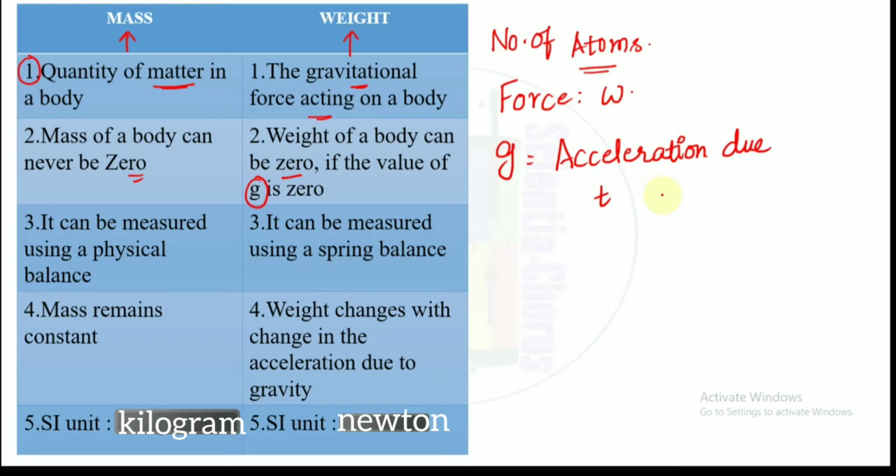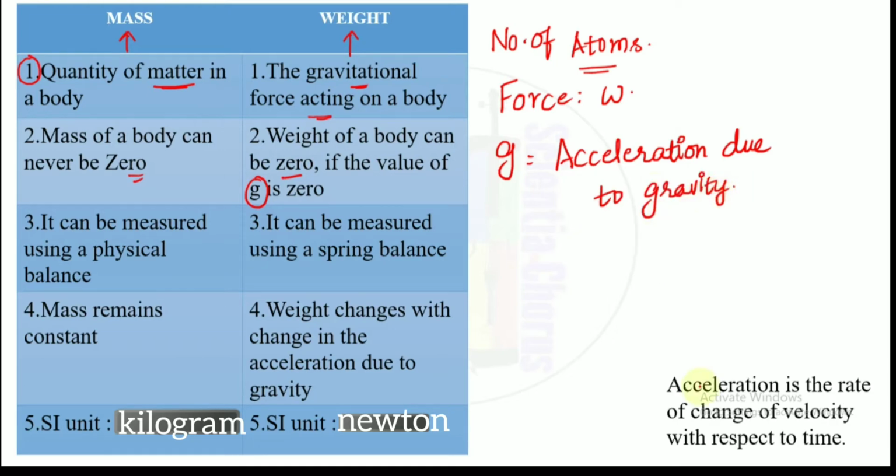For clear understanding, acceleration is nothing but the rate of change of velocity with respect to time. That means how fast velocity changes with time. Now here, I have given acceleration due to gravity. Because of gravitational force, if an object is changing its velocity with respect to time, that is called acceleration due to gravity. Now this acceleration due to gravity has a constant value.